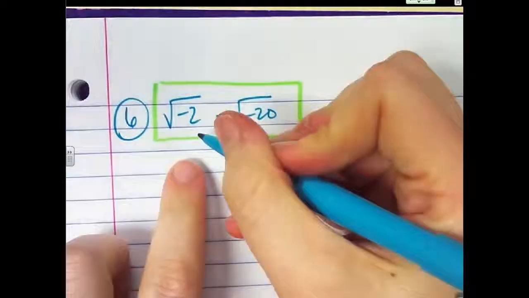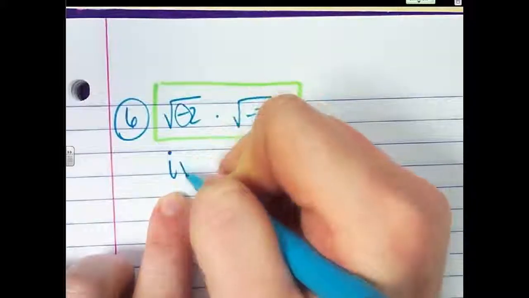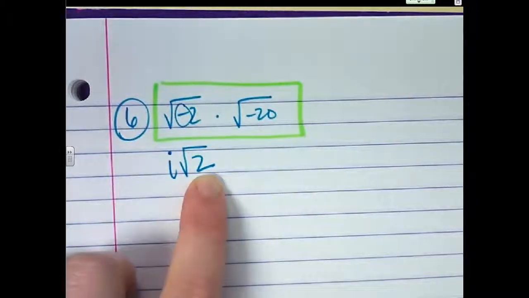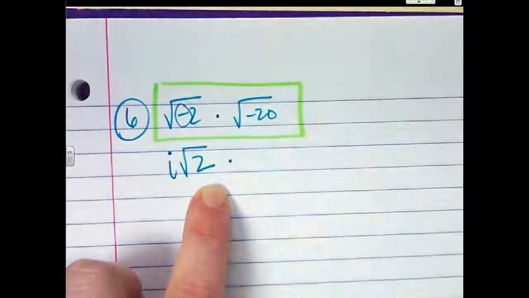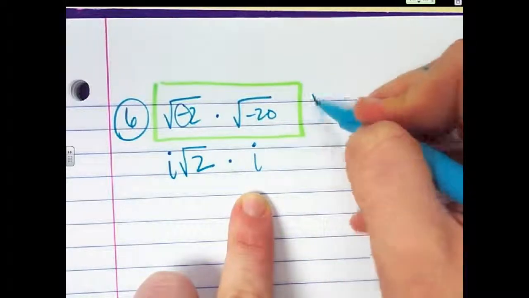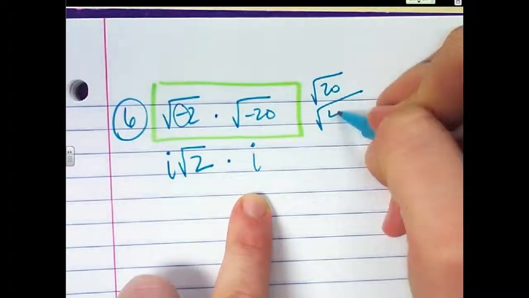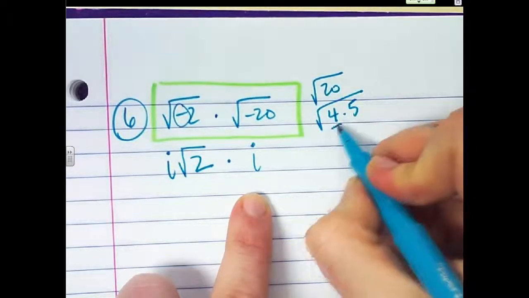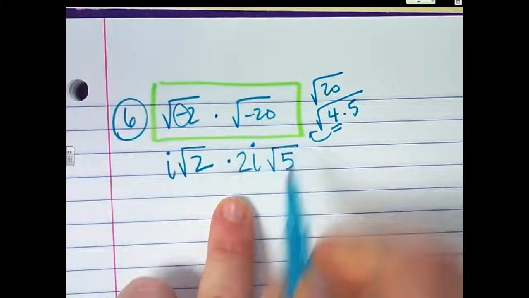Okay, number 6. Let's take out the i first. So this becomes i square root 2. I can't simplify the 2, so I'll just leave it. Times, I can pull out the i here. Let's simplify that square root 20. That can become 4 times 5. So bring out the 2. So 2i square root 5.